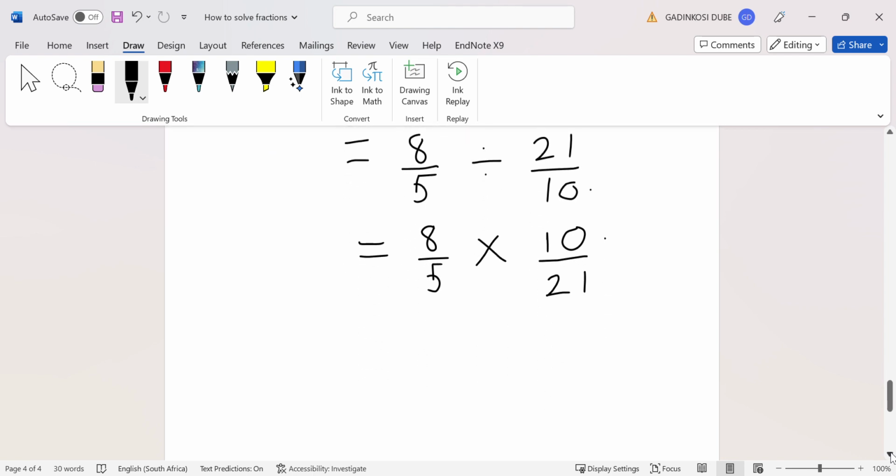And then you multiply out. So 5 goes into 10 twice. 8 times 2 is 16, all over 21. Okay, and that's your answer. It's as simple as that, ladies and gentlemen.